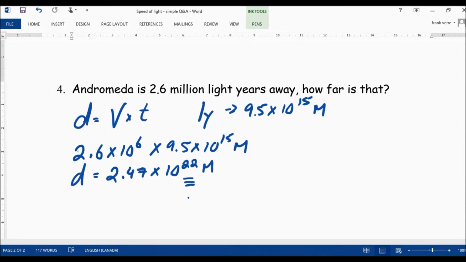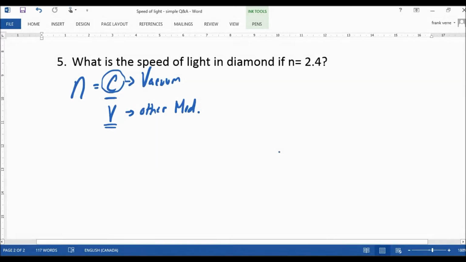So for this question, you could have used d equals v times t, but then you would have to do a lot more work. It would have just been easier to take the distance of 1 light year, which we know from the first question, and just multiply that by the length of time, which is 2.6 million light years.